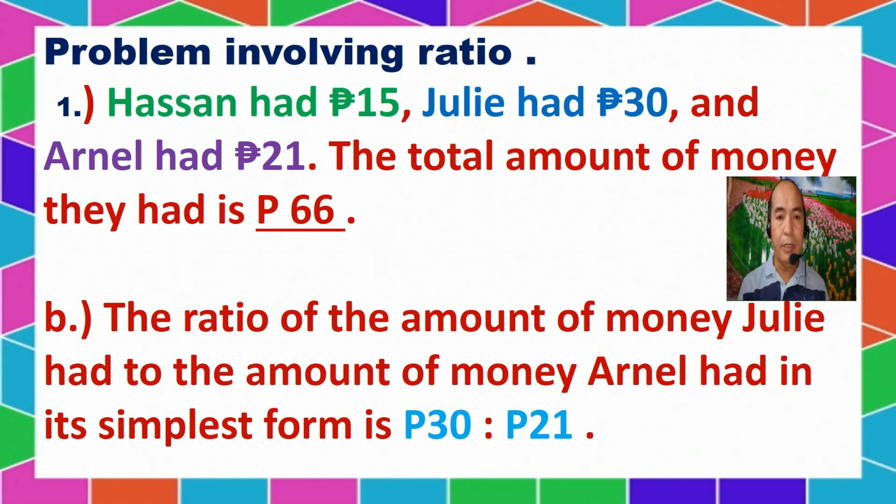So let's take that and write that in a ratio form. So when we get the ratio of money of Julie and Arnel, Julie has 30 and Arnel had 21. So the ratio is 30 is to 21. But the question is, we will do it in its simplest form. Therefore, this is not yet the final answer because it's just the ratio of the money of Julie and Arnel. Julie has 30, Arnel has 21. So we will have to make that into its simplest form.